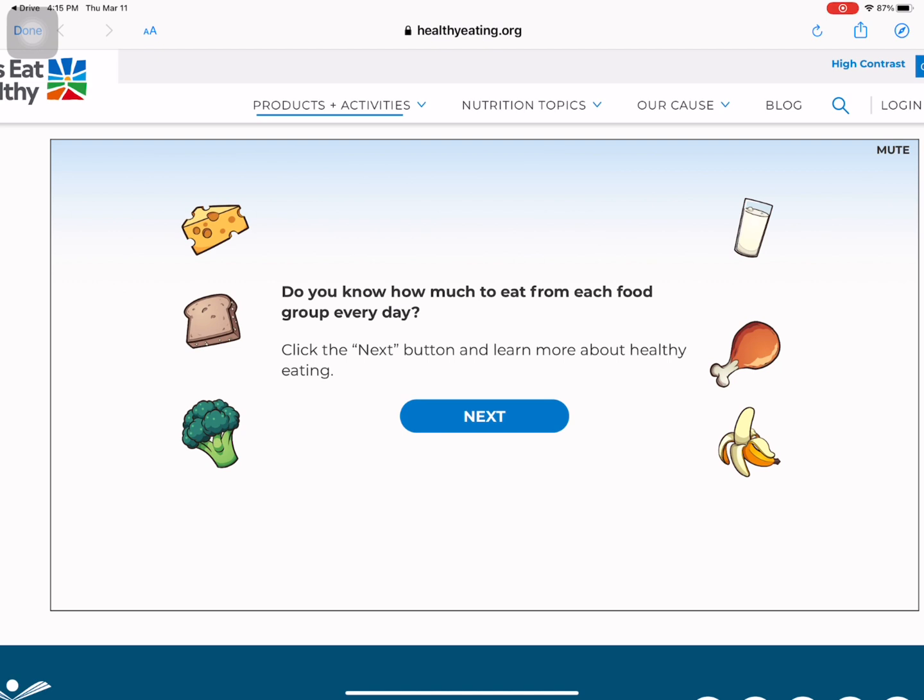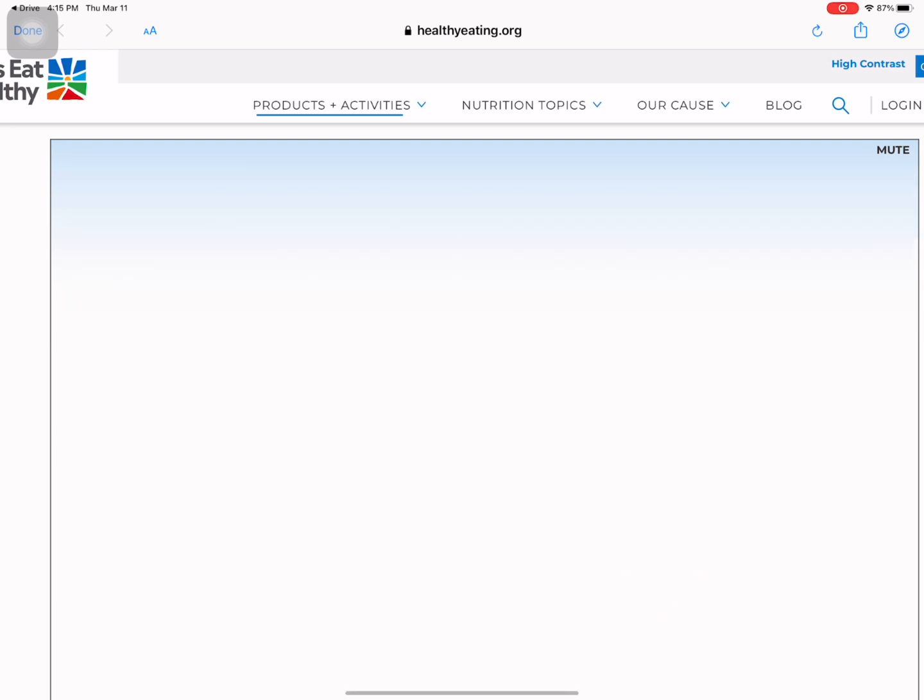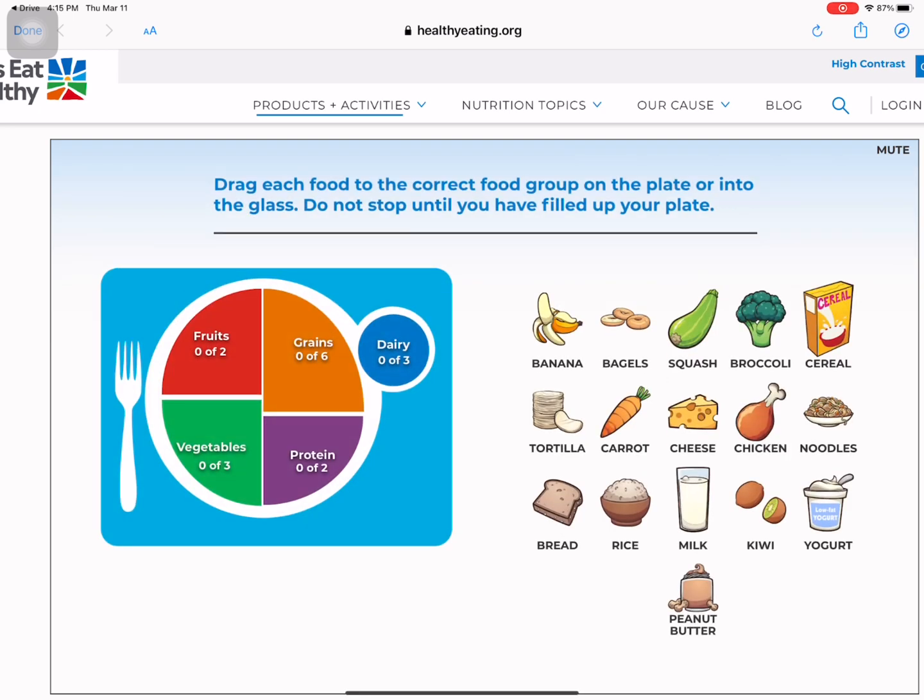Do you know how much to eat from each food group every day? Click the Next button and learn more about healthy eating. Drag each food to the correct food group on the plate or into the glass. Do not stop until you have filled up your plate.